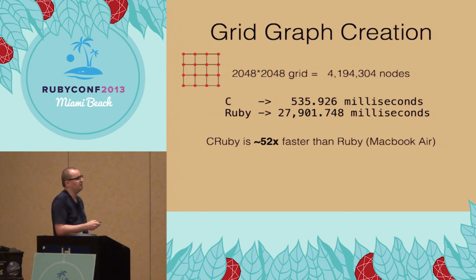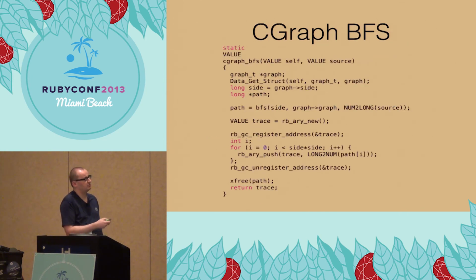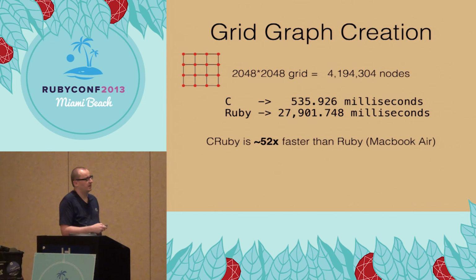So for example, here we have a graph with 4 million nodes. This is just creation of the graph. If you want to create it in Ruby, it's going to take you 27 seconds. And if you do it in C, it's going to take you half a second. So in this case, CRuby is actually 50 times faster than Ruby. I think that's worth the effort, and all you have to do is write a couple of lines of C, and you can speed up your code 50 times.